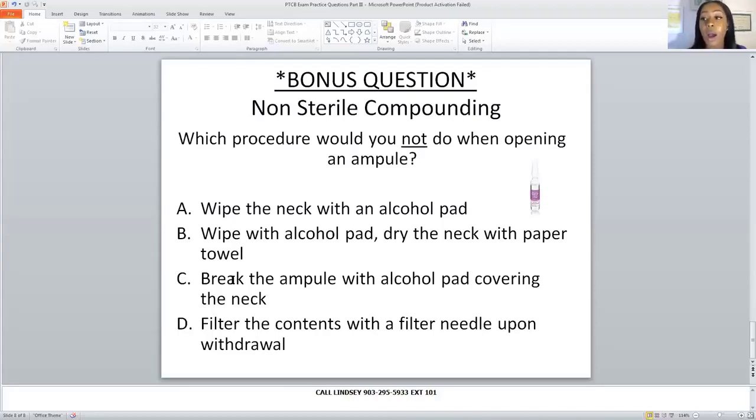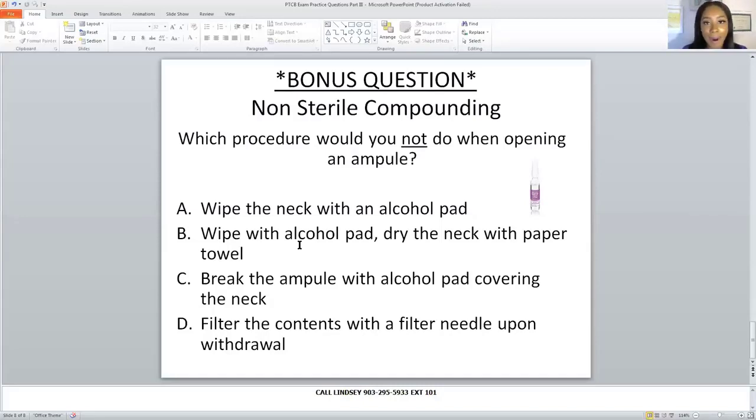Okay. Would you wipe the neck with an alcohol pad? Would you dry the neck with a paper towel, or break the ampule with an alcohol pad covering the neck? Or would you filter the contents with a filter needle upon withdrawal? Which one would you not do? We would not wipe the neck with the alcohol pad and then dry it with a paper towel.